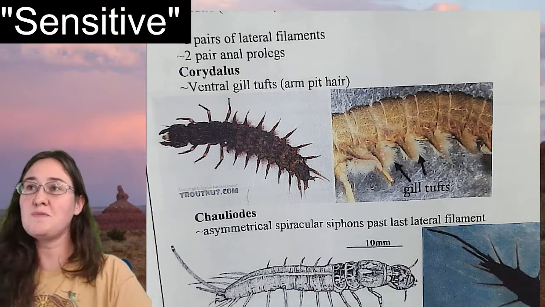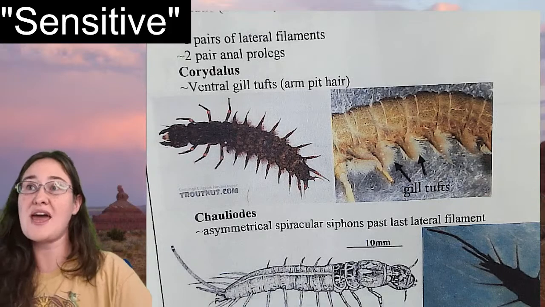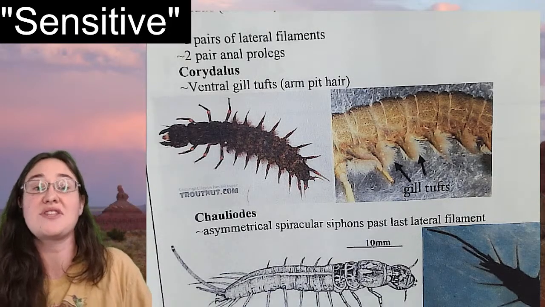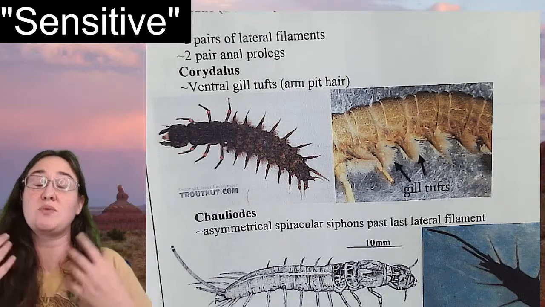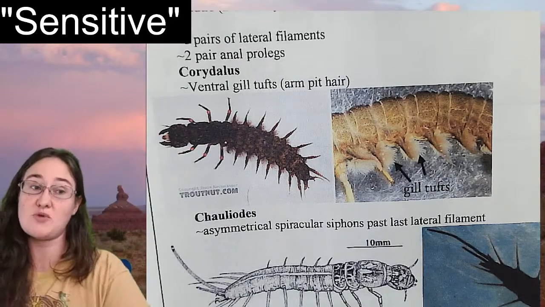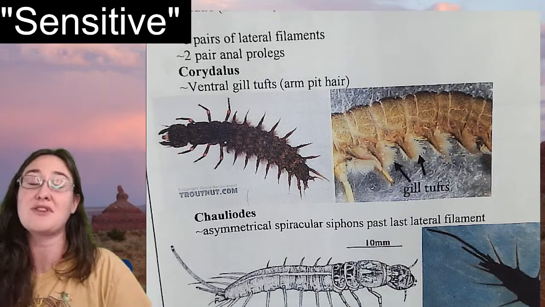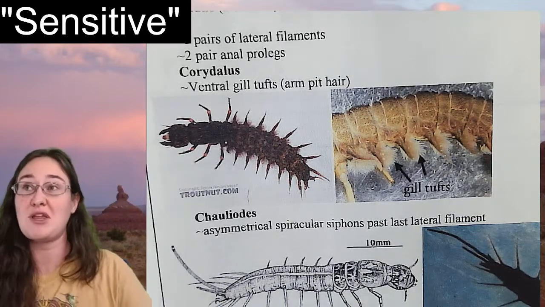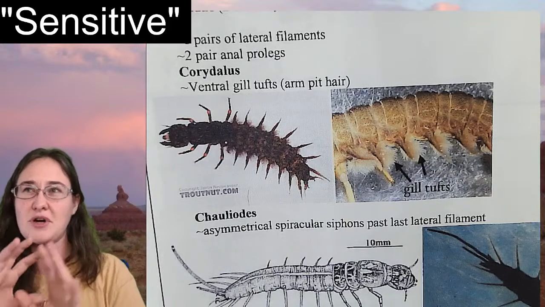sensitive groups, and these are the insects that are sensitive to pollution. So they're the ones that we really, really want in the streams. We want to find these guys. We want to find them in large numbers. We want to find multiple species of all of these families. So that's what we're looking at for a sensitive.